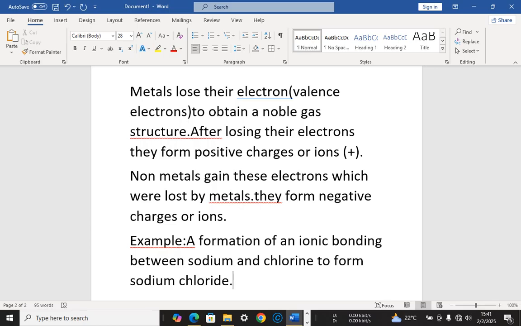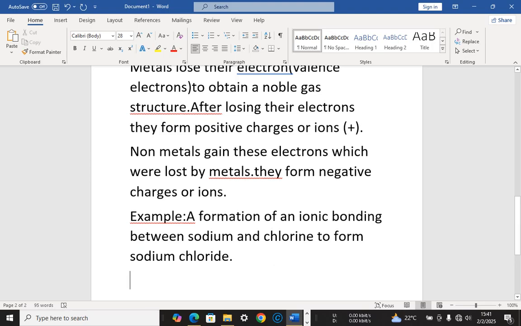Formation of an ionic bond between sodium, which is a metal, and chlorine, which is a non-metal. I said I will give you a link in my description to see why chlorine is referred to as a non-metal and why sodium is referred to as a metal, and even the periodic table I explained. Sodium chloride is a product formed after sodium has reacted with chlorine.